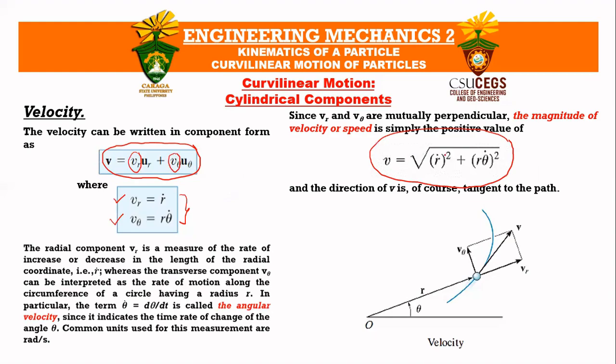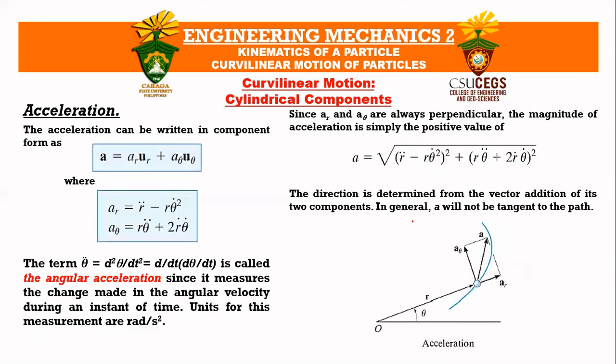So v is equal to the square root of this, which is your radial component, and this one is your transverse component. The direction of v is, of course, tangent to the curve. As you can see here in the figure, the velocity is always tangent to the curved path, which is the path of your particle. And here you can see the radial component and the transverse component.